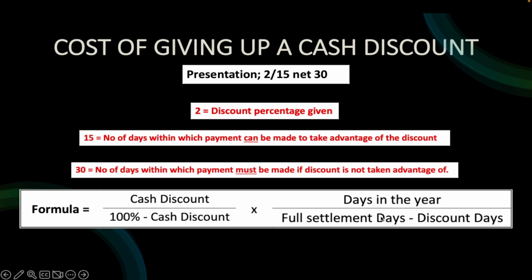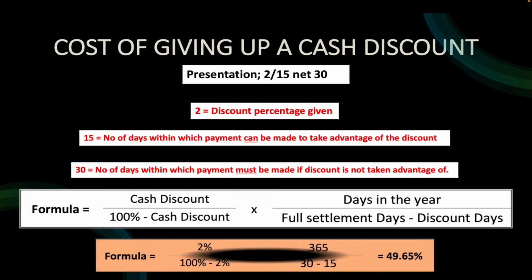And basically here for this denominator, you're trying to see how many days after I've missed taking advantage of the discount do I have to settle the account. All right, so that's going to be the 30 minus the 15 days. And so if we were to get the cost of giving up a cash discount under these credit terms as we have put here, what is that cost?